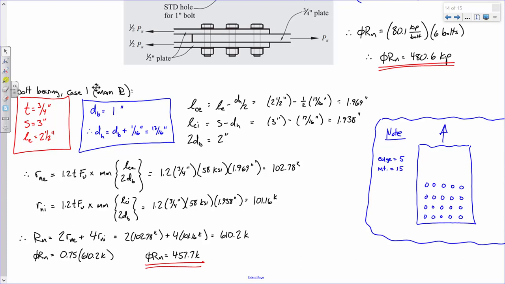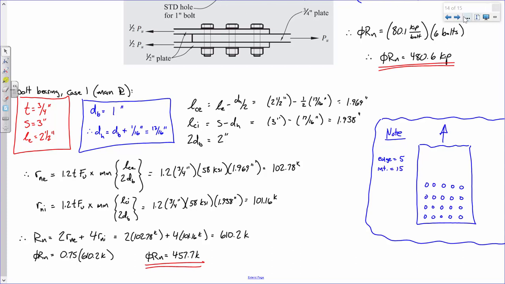There's 2 edge bolts, 4 interior bolts. Do the math and you find that the bolt bearing capacity is 457.7 kip. So between bolt shear and bolt bearing, bolt bearing governs this connection. So the plate's going to fail before the bolt shear. Now that's for that case.